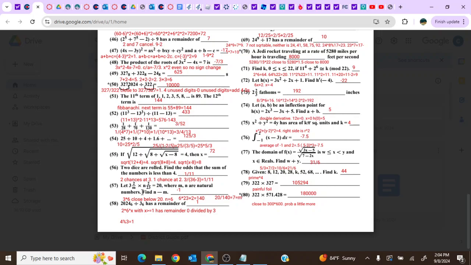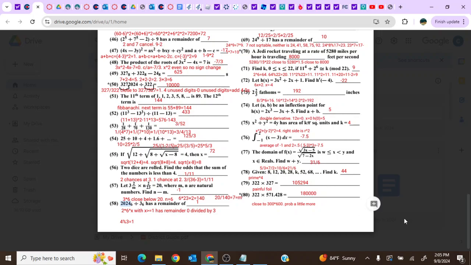58. 2024 base 6 divided by 3 base 6 has a remainder of what? Well, since this is 6 power to 1, 6 power to 1 divided by 3 has a remainder of 0. So anything that's being multiplied by 6 is going to have a remainder of 0 when divided by 3. So the only term that we care about is the first term right here, which is 1, or 4 divided by 3 has a remainder of 1.